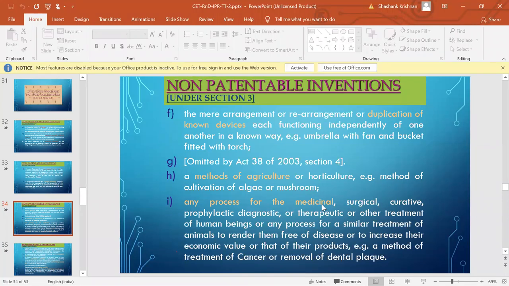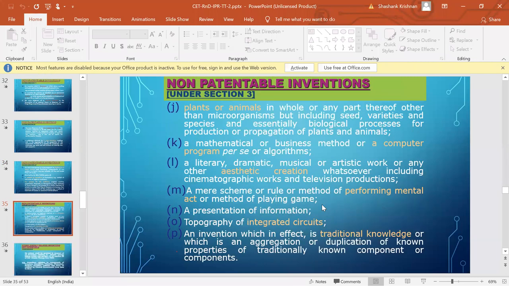Then there is duplication of known devices. For example, it is given here an umbrella with a fan and a torch fitted. Because you have an umbrella and you can press one button, the torch will burn, and another button, the fan will rotate. But these are all okay, but there is nothing new in it. We are already combining certain aspects. Well, in the interest of time, I'll proceed further.